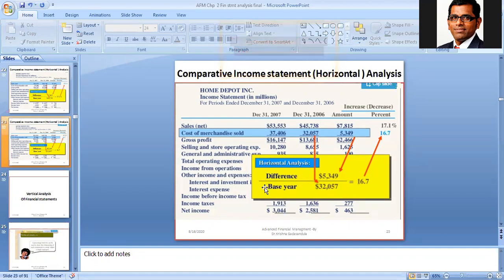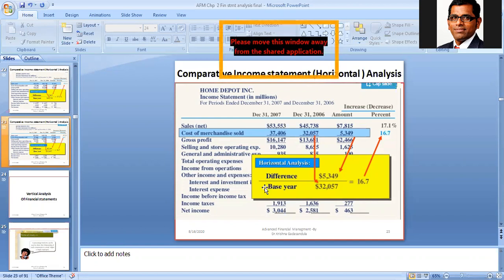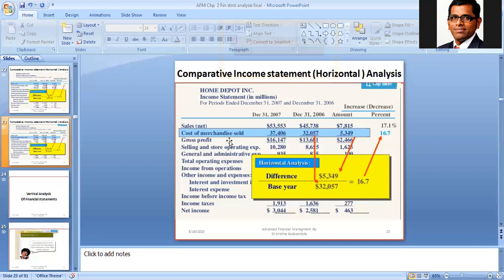Individual assignment. Doctor, is it a good sign that positive 16.7 for cost of merchandise sold? Cost of merchandise sold, it is not a good sign, because the cost increasing means it's not a good sign. Sales is increasing as well as your cost, whatever operating expenses cost is also increasing. So it will affect your gross profit. If the cost of goods sold is less, your gross profit would increase more. It's not a good sign.